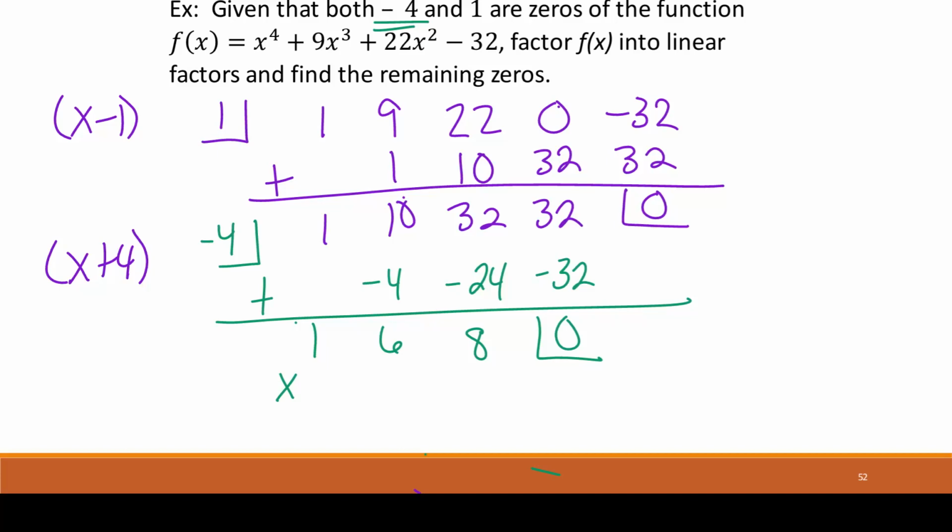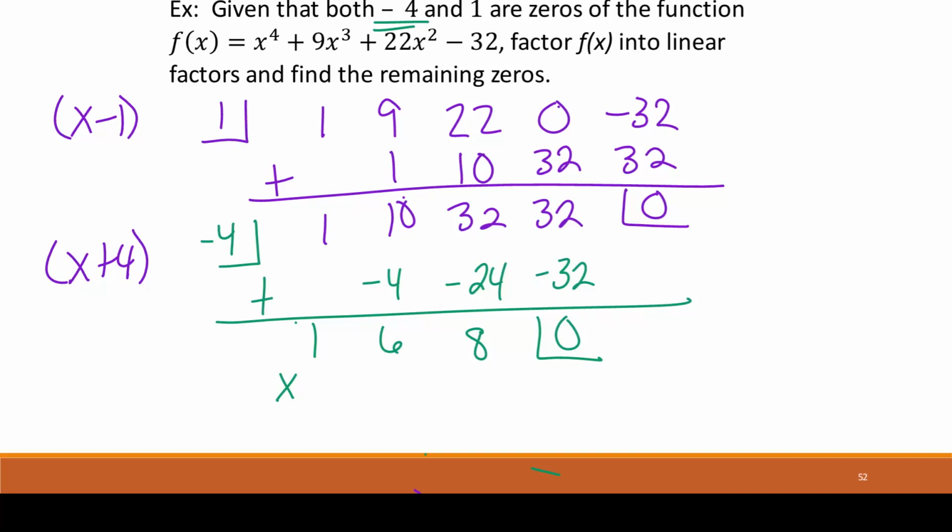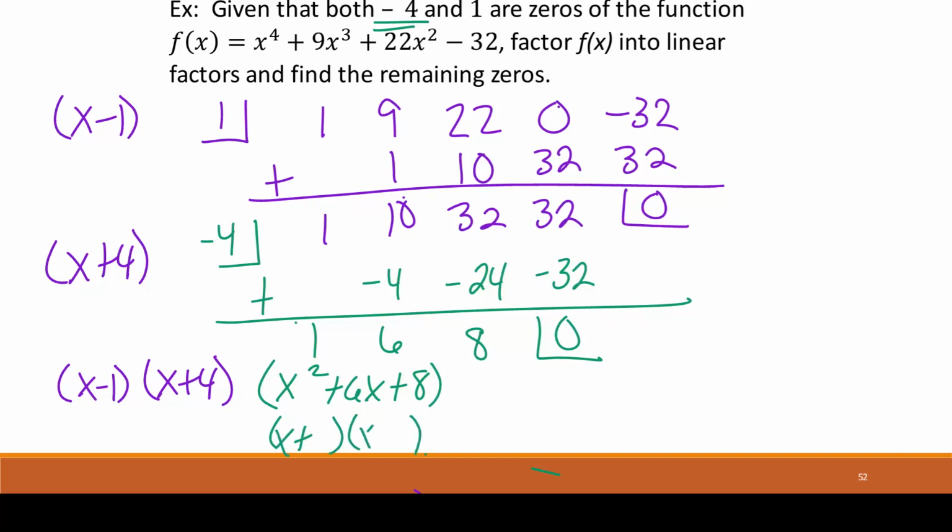We took away 2 of the solutions, so we started with 4, so now we should only have 2 left. So we have x squared. Let me turn back to green. x squared plus 6x plus 8 is the solution we found here with these already here, x minus 1, x plus 4. So this is the factor form of what we started with. So now I can factor this green portion, and that factors to x plus 4 and x plus 2.